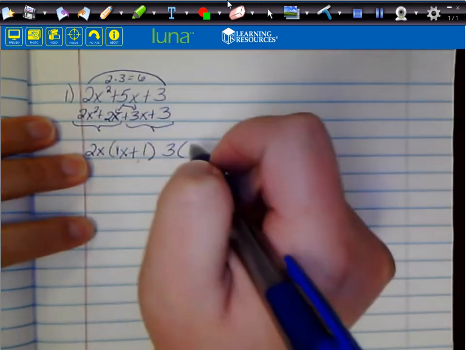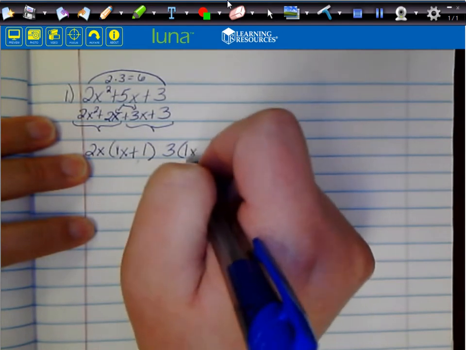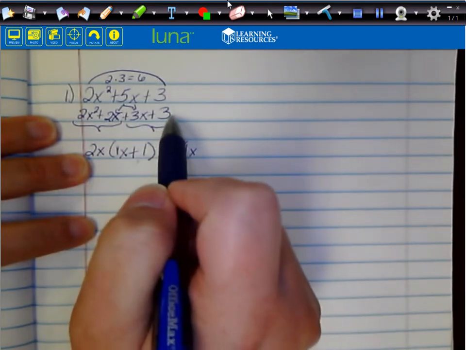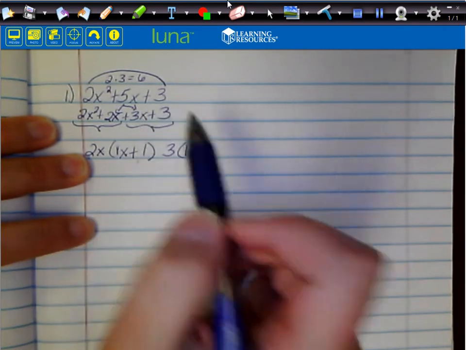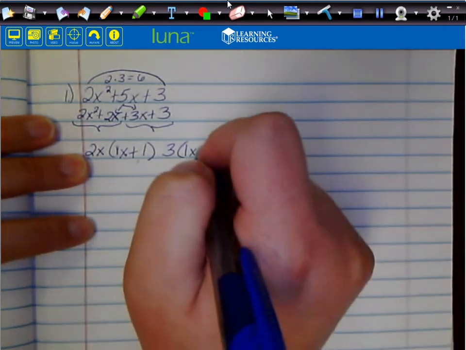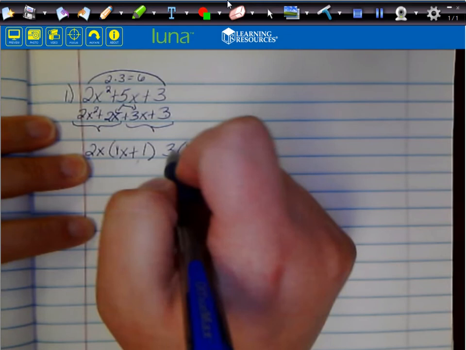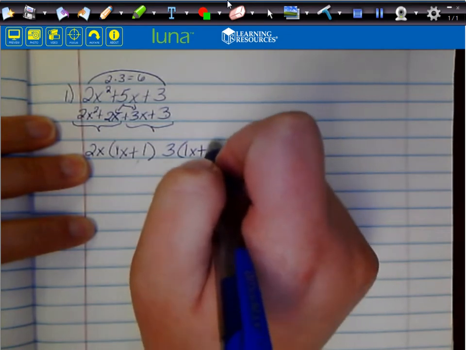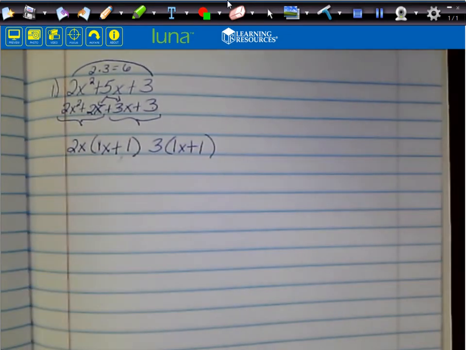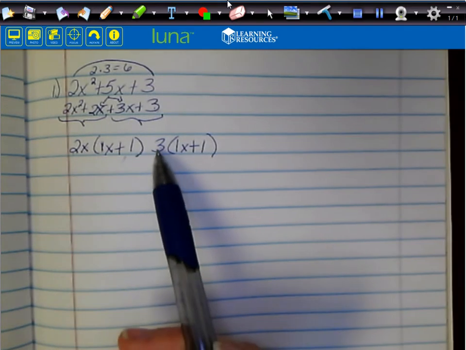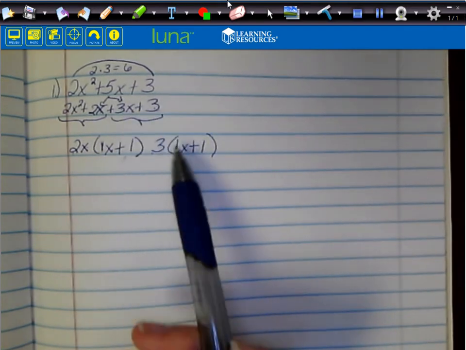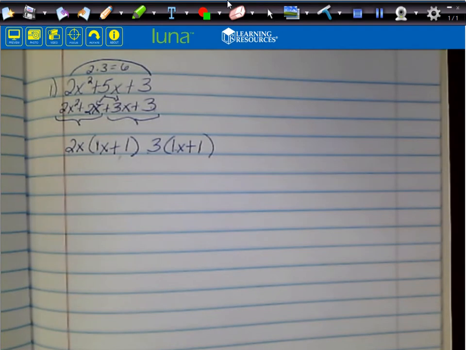I'm going to say 3 divided by 3 is 1. Bring down my x because I can't take out an x, because that 3 doesn't have one and they don't share one in common. Plus, and then I'm going to say 3 divided by 3 is 1. And I'm going to close my parentheses. Again, if I multiply this back out, 3 times 1x is 3x, 3 times 1 is 3.